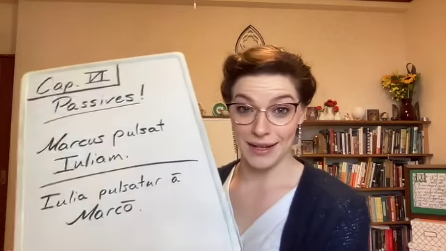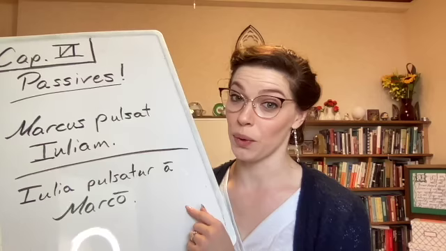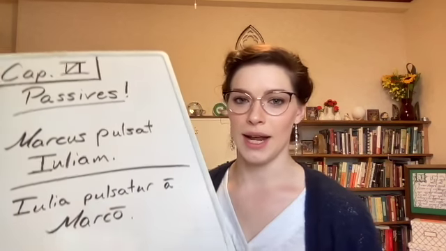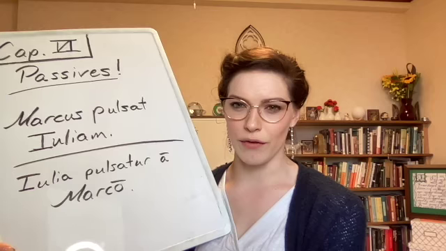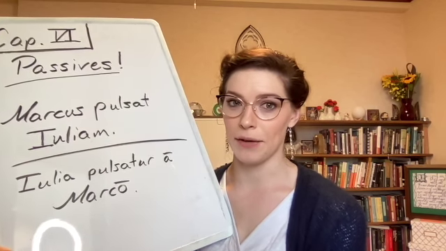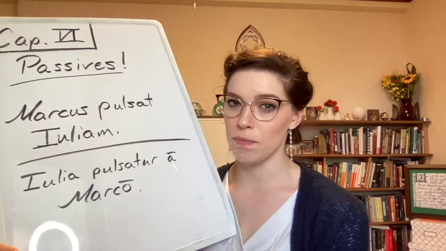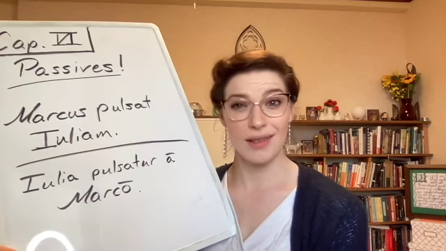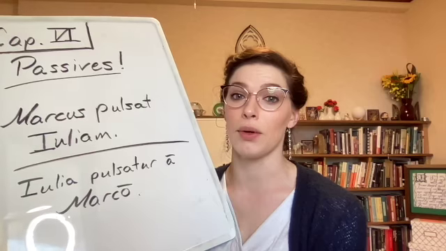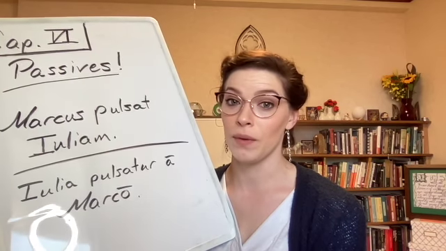I finished writing it. So, in the active, it was Marcus pulsat Juliam. Happens instantly. She's receiving the action of being hit by her brother, okay? In the passive, it is Julia pulsatur a Marco. Now take a second. What did I do to the verb? Everybody take a second. So the first one was Marcus pulsat Juliam. The second one, the passive, is Julia pulsatur a Marco.